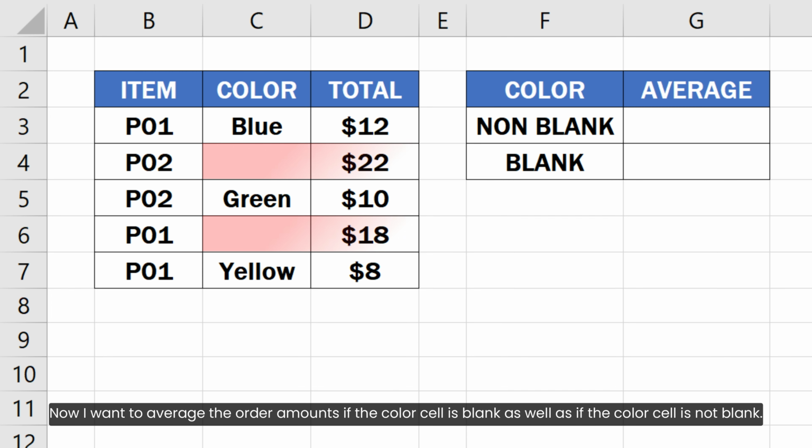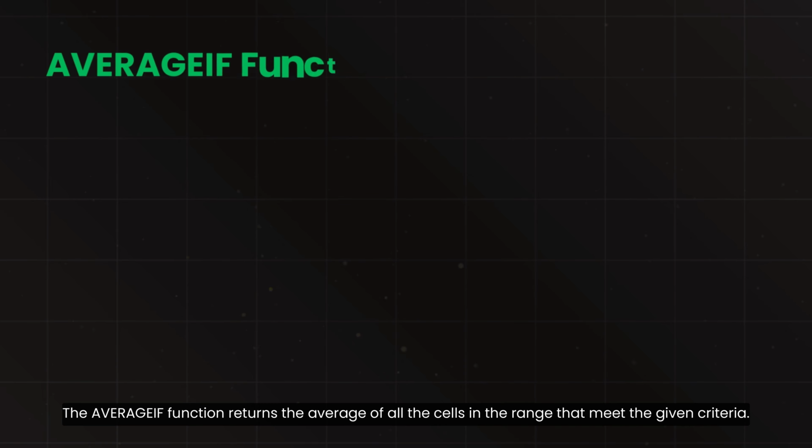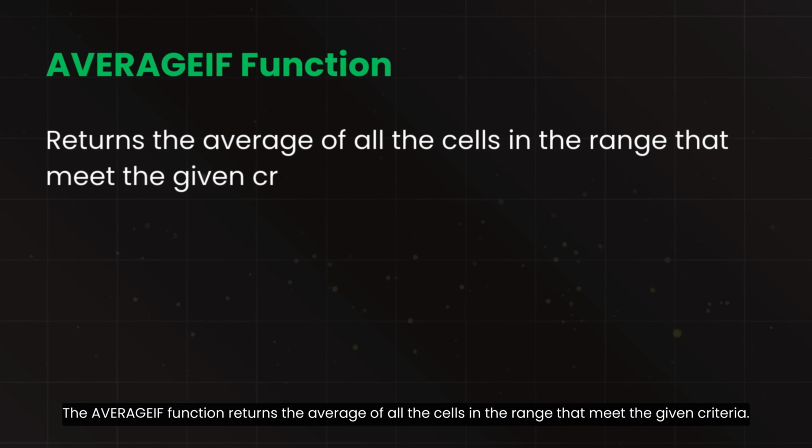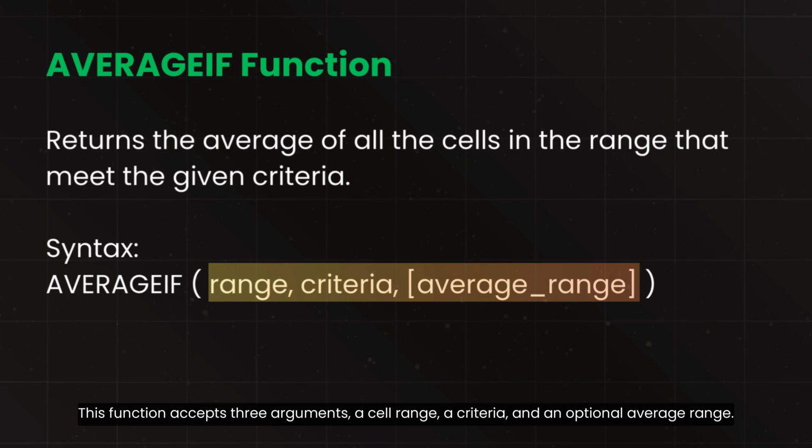Now I want to average the order amounts if the color cell is blank as well as if the color cell is not blank. To average the cells not equal to a specific value, we can use the Excel AVERAGEIF function. The AVERAGEIF function returns the average of all the cells in the range that meet the given criteria. This function accepts three arguments: a cell range, a criteria, and an optional average range.